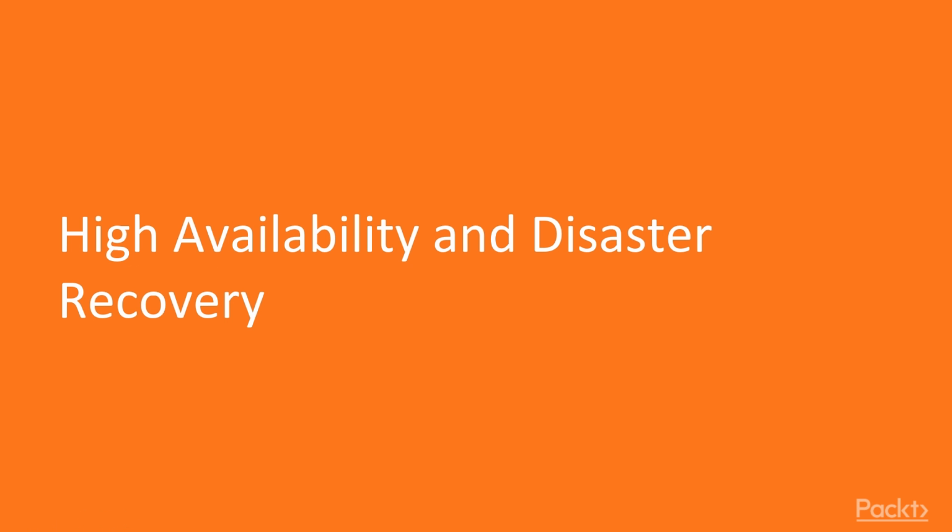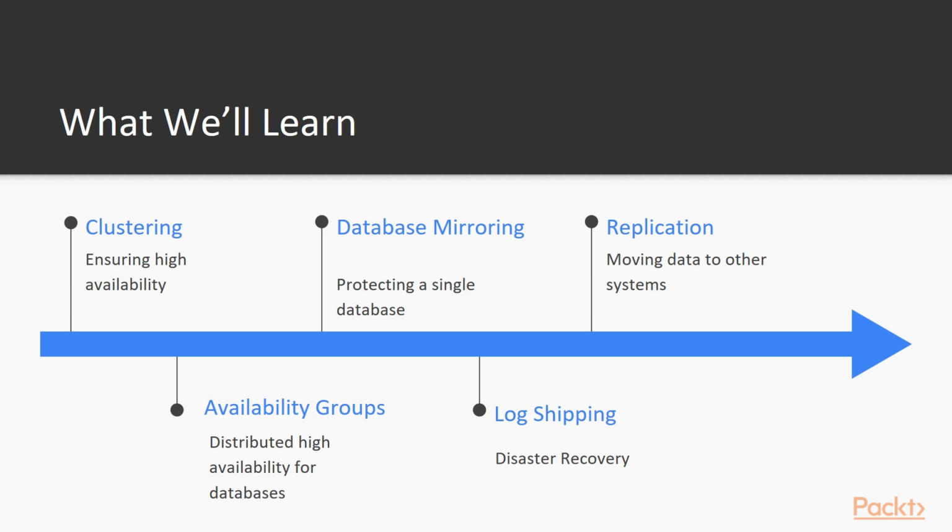Hi, welcome back to SQL Server 2016 Administration. This is the High Availability and Disaster Recovery module. In this module, we'll start talking about what high availability and disaster recovery actually mean. And then we'll go into clustering, which is the first and most common use for high availability technologies that are available in SQL Server. Next, we'll move to availability groups, which were introduced in recent versions of SQL Server.